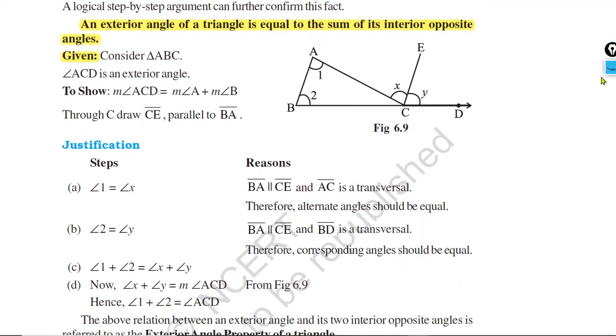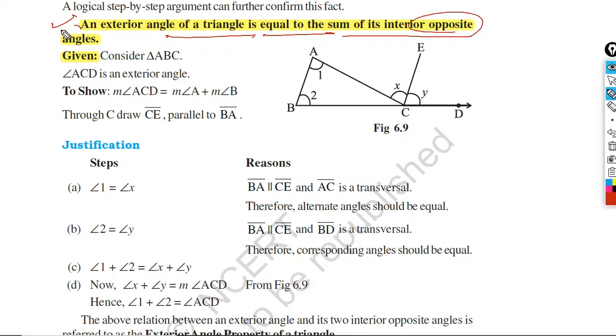So what is the property? The property is: an exterior angle of a triangle is equal to the sum of its interior opposite angles. Now we will consider a triangle ABC, in which BC is extended up to D, and we have drawn CE parallel to AB. That means AB is parallel to EC.